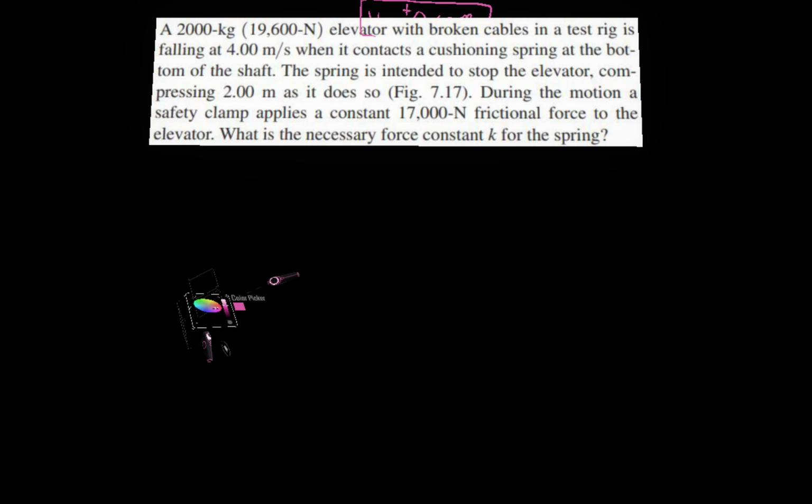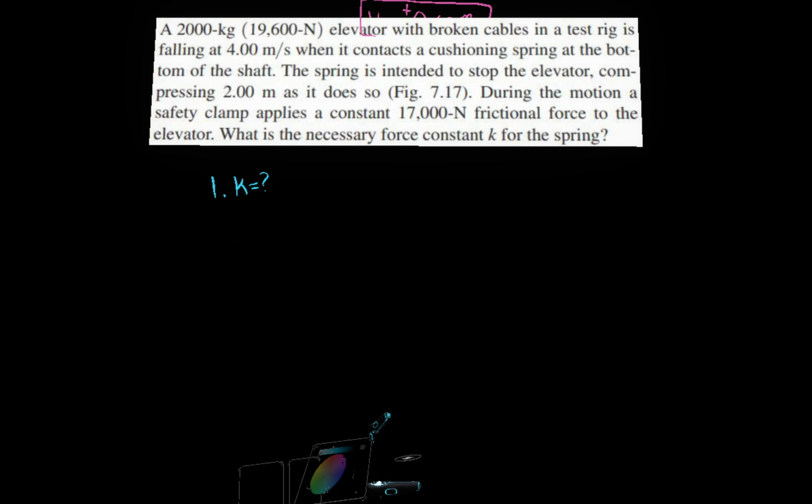So, new color, that's a nice one. Force constant K of the spring, right? That's not K sub S, it's not the friction force, or mu sub K or anything like that. It's just K. Now we're going to pick our points. We already kind of talked about that on the drawing. And then we're going to write out the work energy theorem.